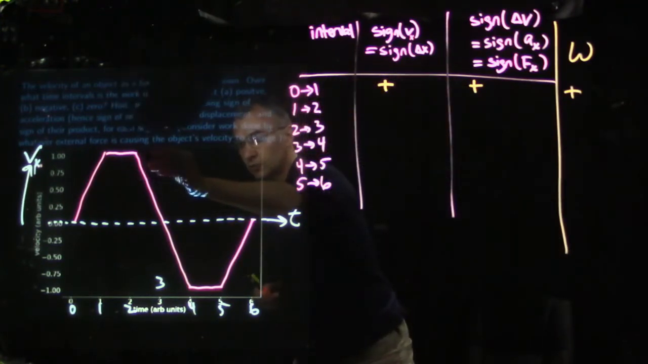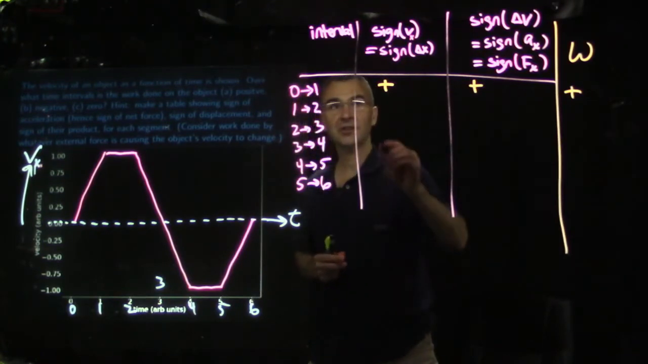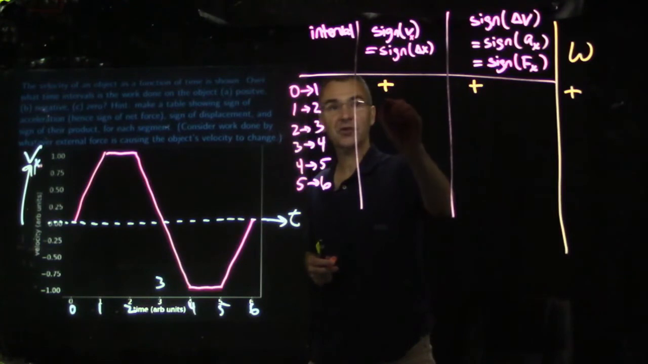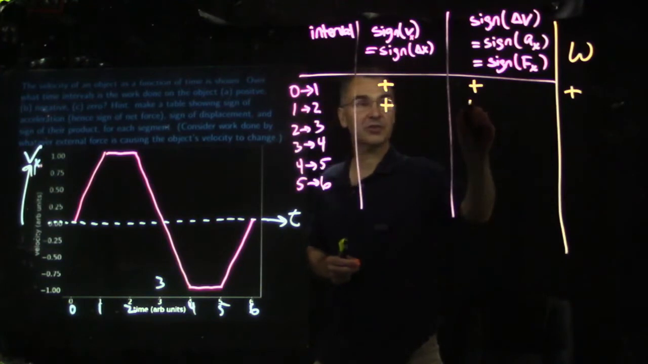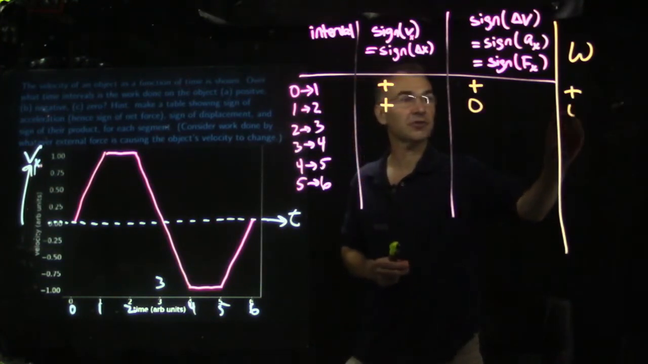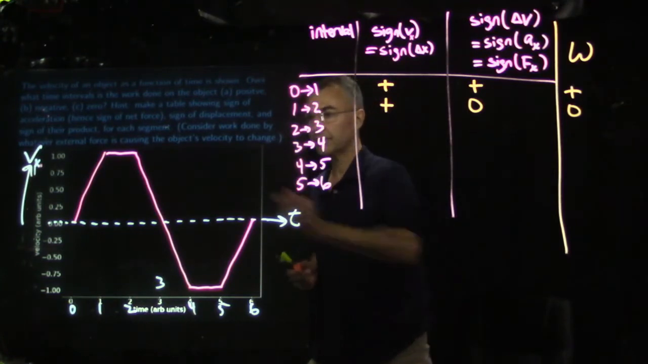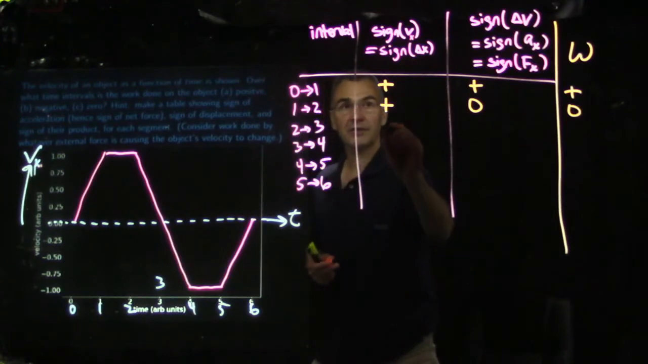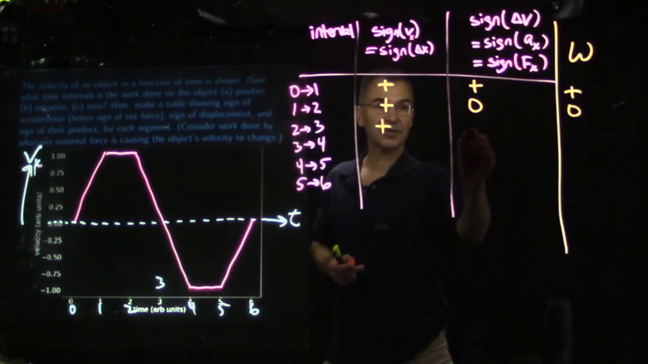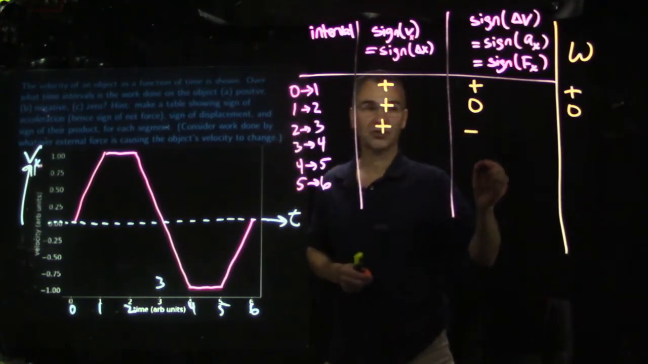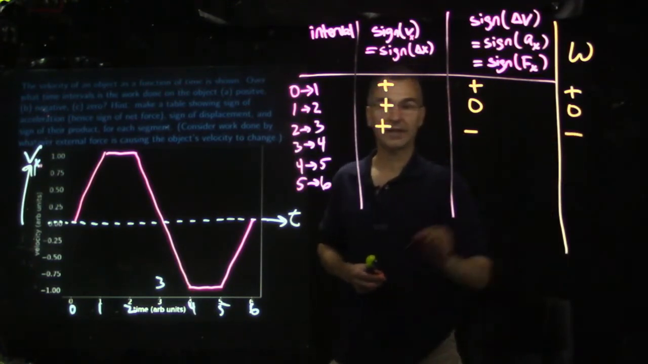From 1 to 2, it seems as if the velocity is positive, therefore the displacement is positive. But the change in velocity is 0, so the acceleration is 0, so the force is 0, so the work is 0. From 2 to 3, the velocity is positive, so therefore the displacement is positive, but the change in velocity is negative, so the acceleration is negative, so the force causing that acceleration is negative. So the work is a product of these two, which must be negative.